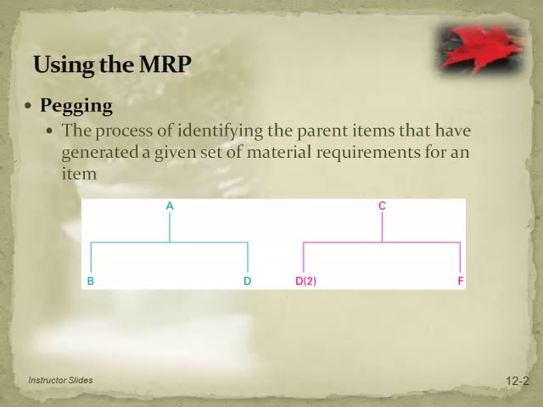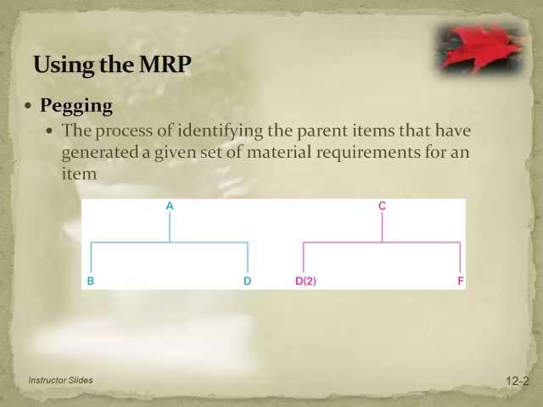So let's take a look at the two bills of materials shown in this slide. We see that we have a finished product A, which requires one B and one D. And we have also finished product C, which requires two D's and one F. So D is needed on both parents. It's needed on parent A and also on parent C.